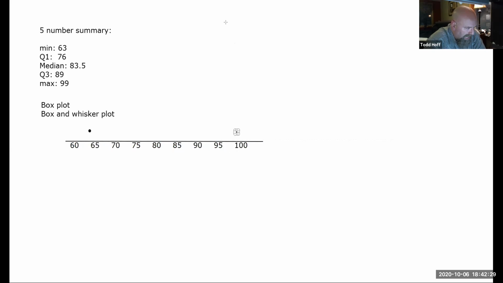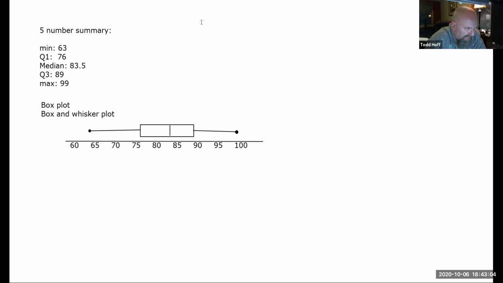Then we're going to take a box, and our box is going to go from the first quartile to the third quartile, from 76, which is right here, to 89, which is right about there. There's that box. And then the median, the 83.5, is going to get marked with a line in the middle of that box, like that. And then we will make whiskers out to the minimum from the first quartile, and from the third quartile out to the maximum. There's our box and whiskers.